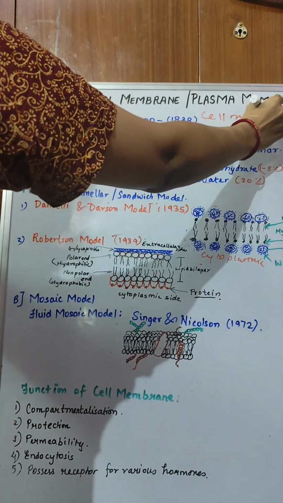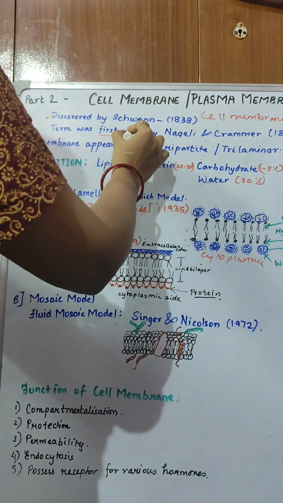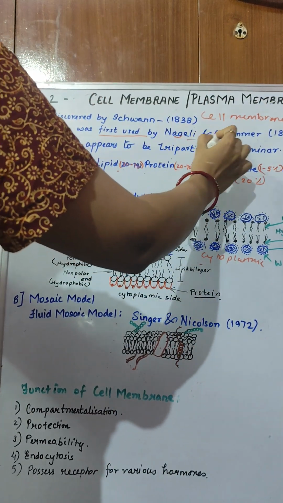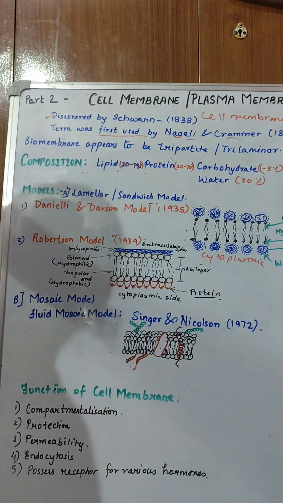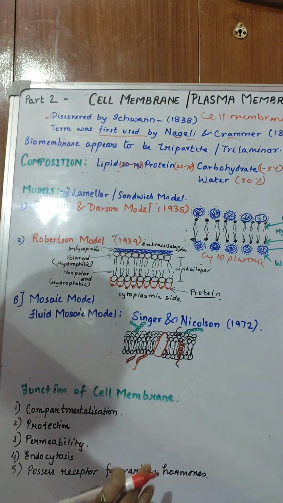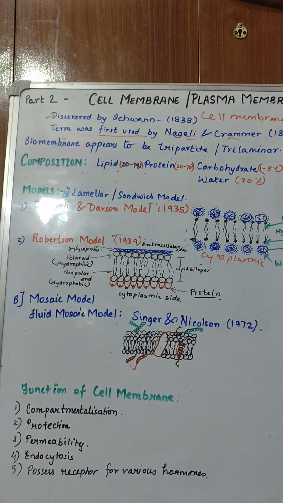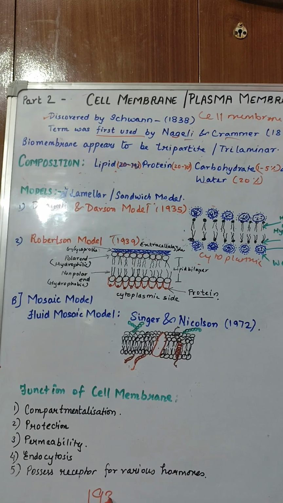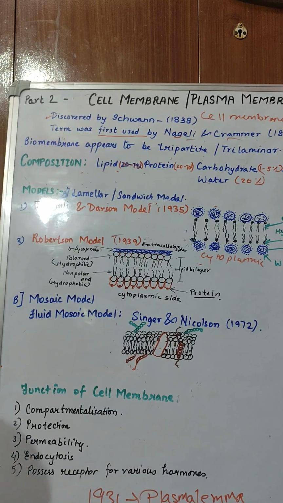The term cell membrane was first used by Nageli and Kramer in 1855. In 1931, exactly 80 to 90 years later, it was named Plasmalemma. Okay, the same plasma membrane was named Plasmalemma by Plowe. So he was the person to use the term Plasmalemma.